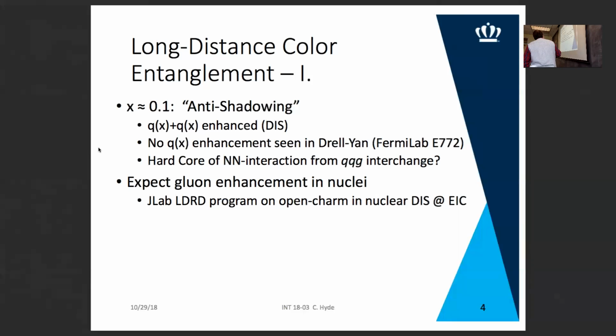Oh, yeah. No, well, that's 2Q. Okay. So I mean, DIS measures Q plus Q bar, and it sees an enhancement. Now, the interpretation is that the Q valence is enhanced, the quarks are enhanced, and the anti-quarks are not. Well, yeah, but you cannot.